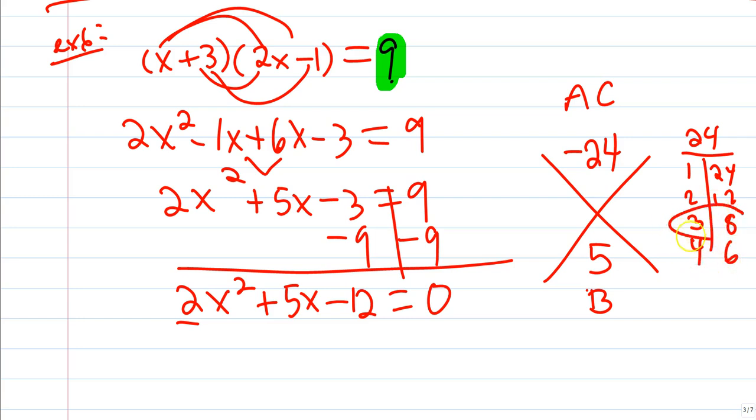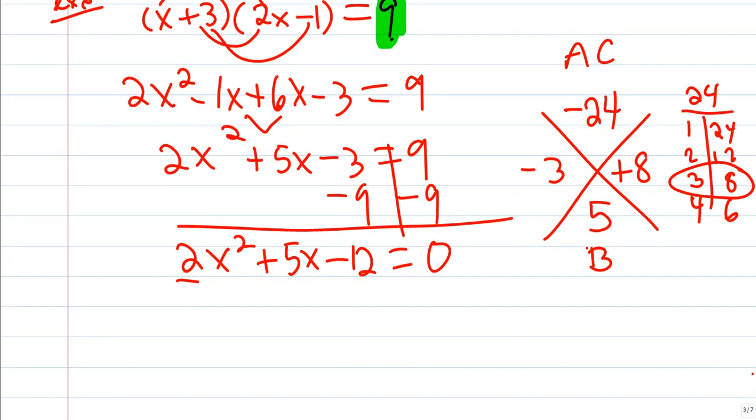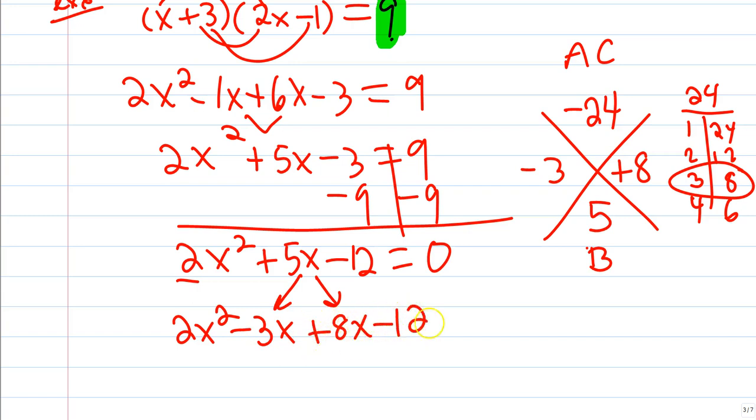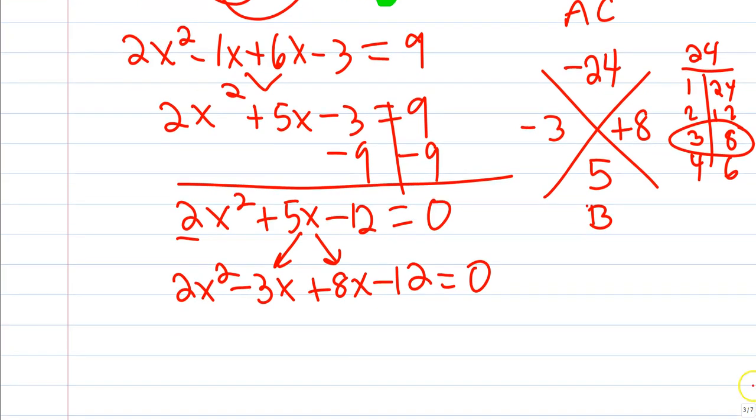I see a 5 right here. The 3 would need to be negative. The 8 would need to be positive. I use those two numbers again, just like we had before, to take the middle term and split it. Why do I want 4 terms? To factor by.